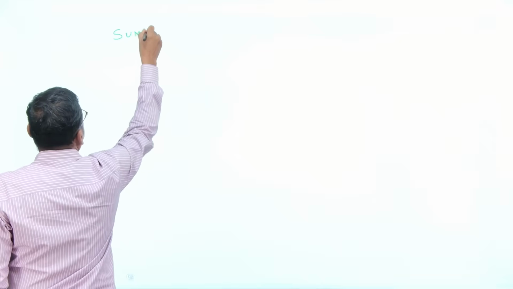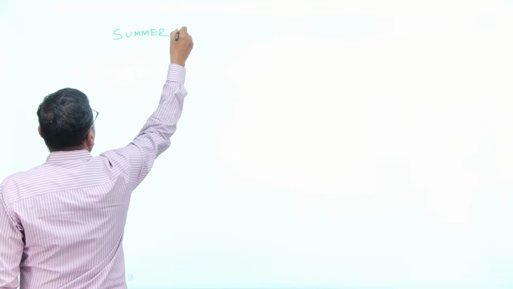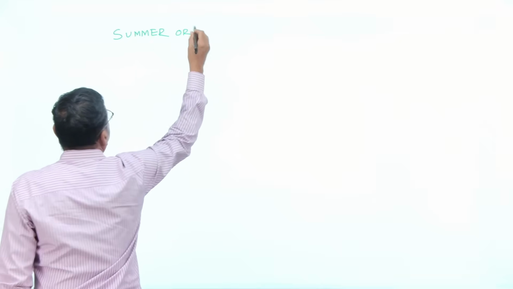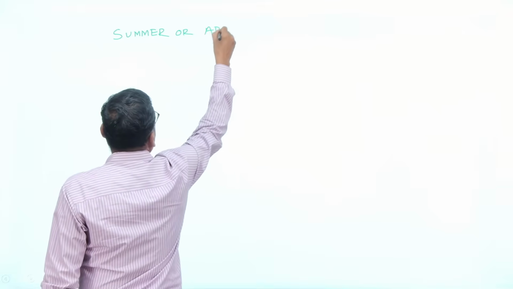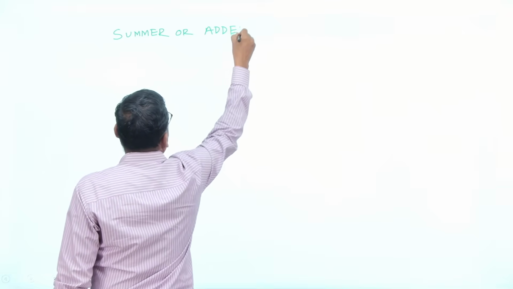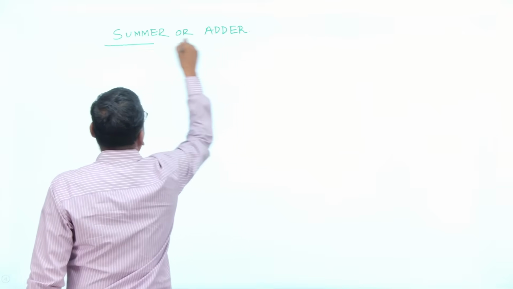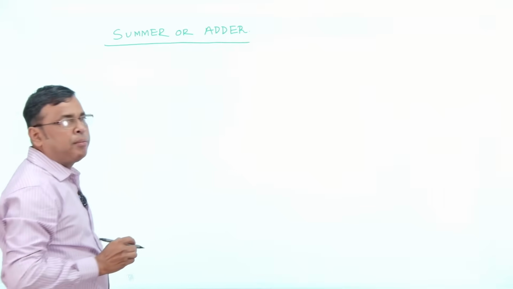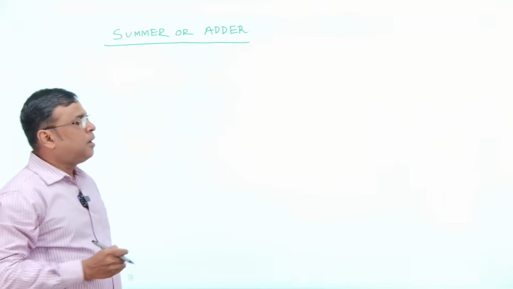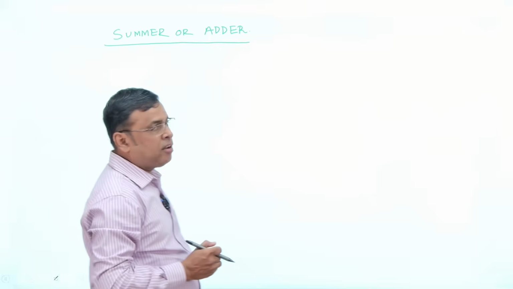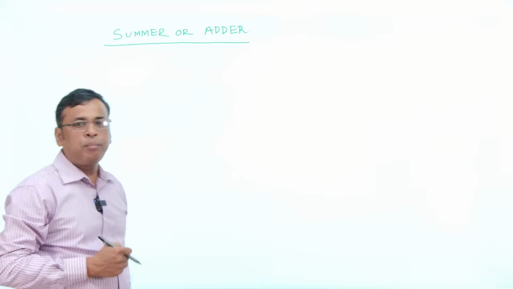So next, another application of the operational amplifier is the summer or adder. What does it mean? In the case of inverting, the output voltage is the negative of the input voltage: V0 equals minus Vi. Non-inverting: V0 equals plus Vi.